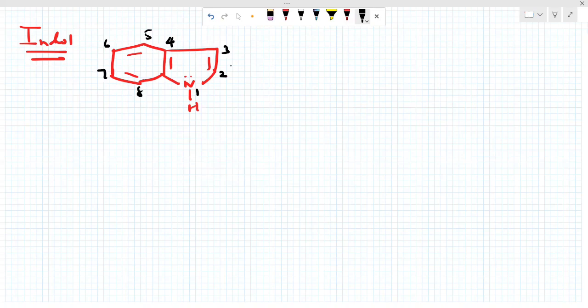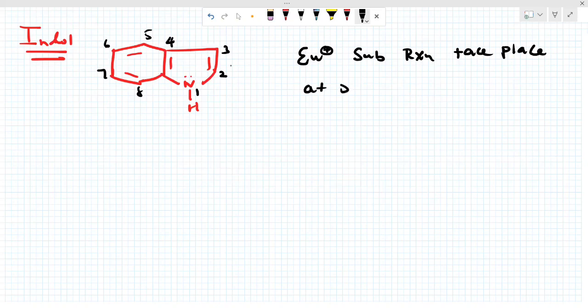Now please understand, indole has two rings, right? Benzene and pyrrole. Therefore indole undergoes both electrophilic and nucleophilic substitution reactions. But electrophilic substitution is the more important one. The electrophilic substitution reaction takes place at the 5-member ring, not the 6-member ring, at the third position. Very important. Listen, third position.